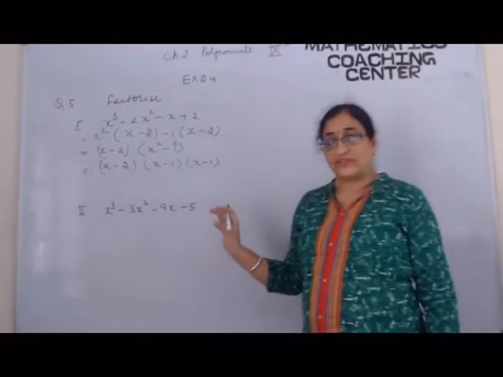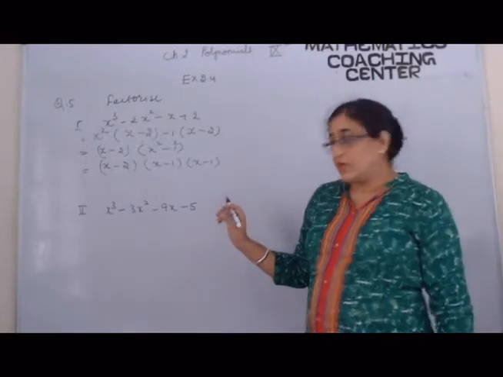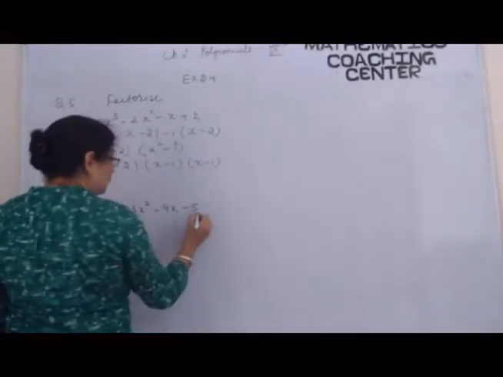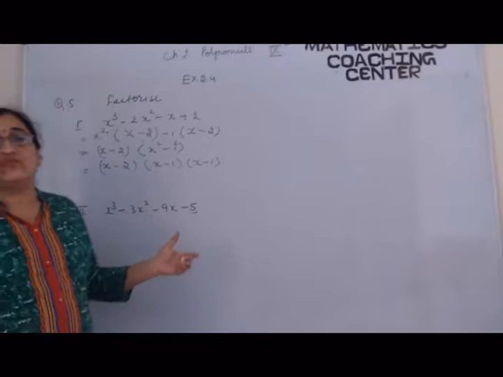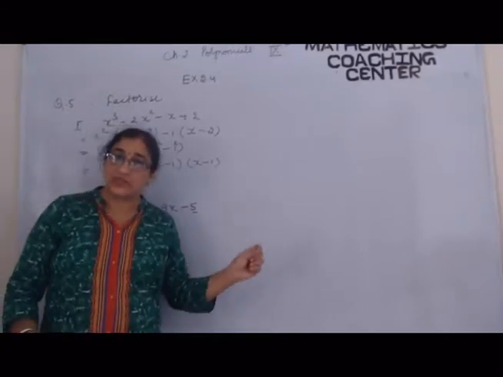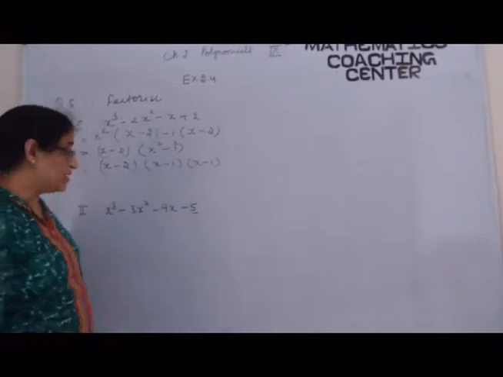Now our next question is x cube minus 3x square minus 9x minus 5. Now you have to factorize this polynomial. Now here is the number 5. What are the possible factors of 5? That is plus minus 1 and plus minus 5.